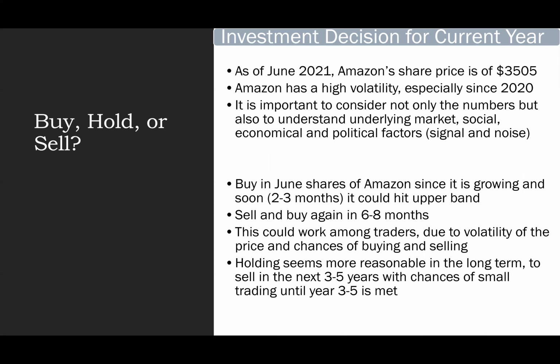As of June 2021, Amazon's share price is $3,505. Amazon has a high volatility, as was seen in the Bollinger Bands, especially since 2020, and this can be due to COVID-19 and all of the fears that were present in the market and in many other parts of political, social, and government factors.